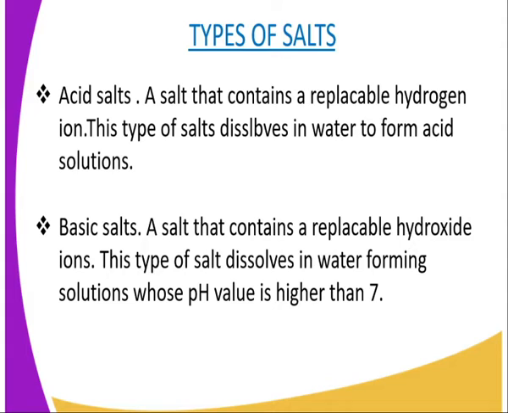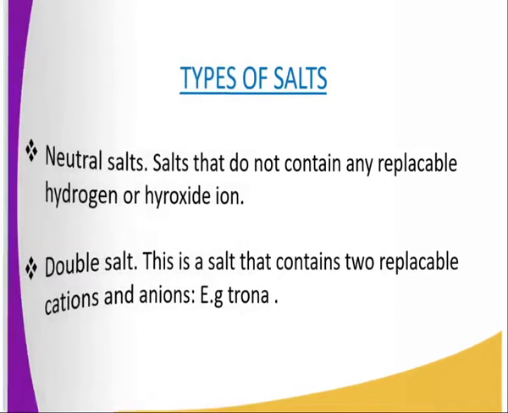These salts have been classified into various types. We have acidic salt. These are salts that contain a replaceable hydrogen ion. Once they dissolve in water, the solution they form is acidic. It has a pH value lower than 7. We also have basic salts. These are salts that contain replaceable hydroxide ions, and their pH, once these salts dissolve in water, is above 7, meaning they are alkaline or basic in nature.